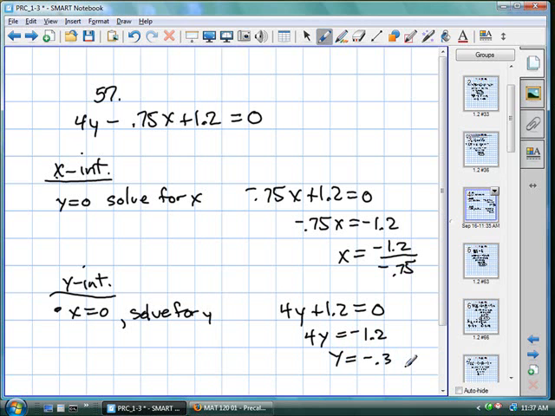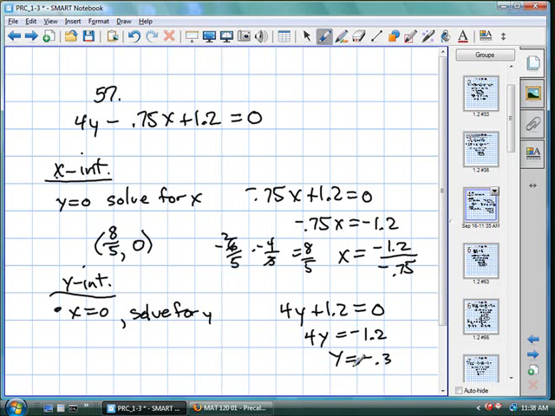So now, by the way, when I'm all done, let's finish this up. Negative 1.2 is what? Negative 1 and negative 6/5. That's negative 6/5 divided by negative 3/4, which is times negative 4/3. That cancels. You get 8/5. So the x-intercept should have been 8/5, comma, 0.